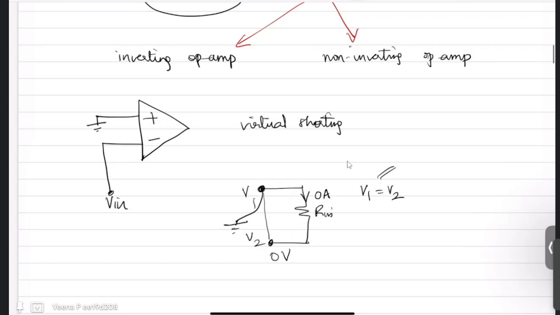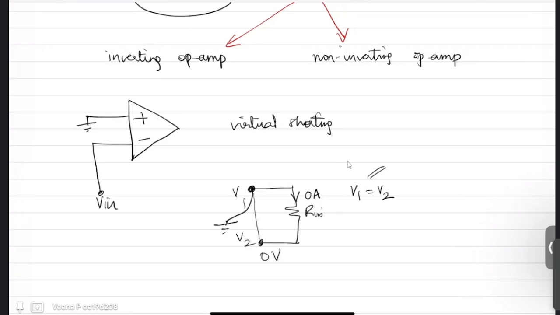Now if you take the inverting op-amp, I said inverting op-amp means it is a negative feedback op-amp where you give supply to the inverting terminal. Now if you give supply directly to the inverting terminal and you are shorting the non-inverting terminal, you are basically not following this virtual shorting, because this is also Vin. Now this is 0 volt. That means your Vin is equal to 0 volt. Now this cannot happen.